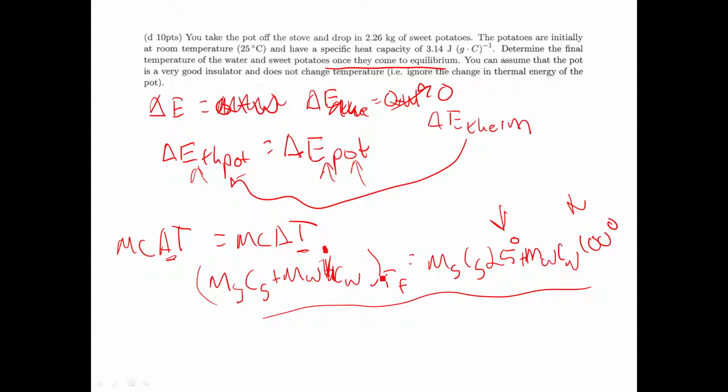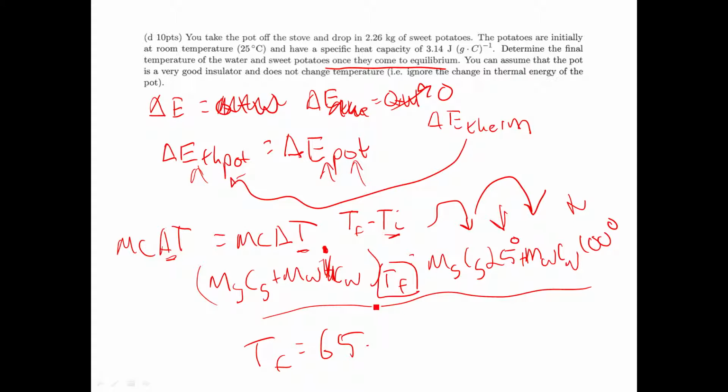If you solve for this T final, because we know that MC delta T is just T final minus T initial, I took this initial component and broke it down for both the potatoes and the water, and I went ahead and did that for you. I wasn't going to derive it for you, I'm sure you can do it yourself. So if you solve for the final temperature, what we're looking for, it's 65.7 degrees Celsius. So that's how you solve this problem overall.